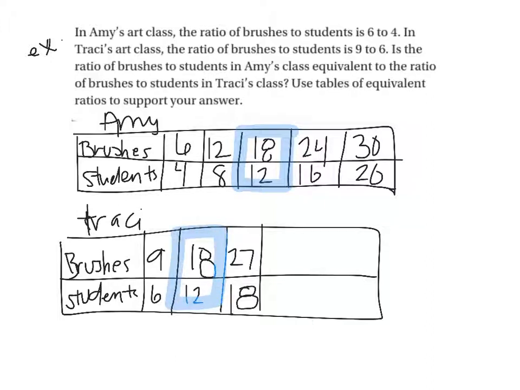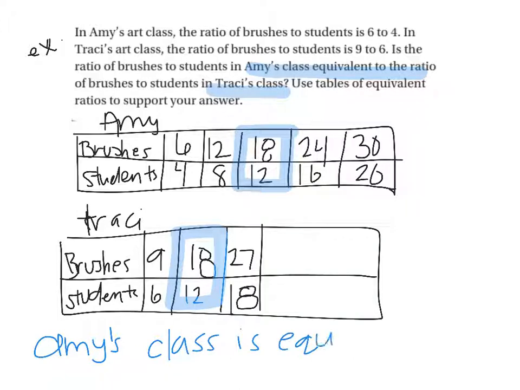So that means Amy's class is equivalent to Tracy's class.